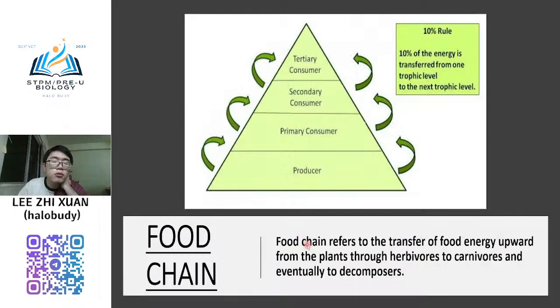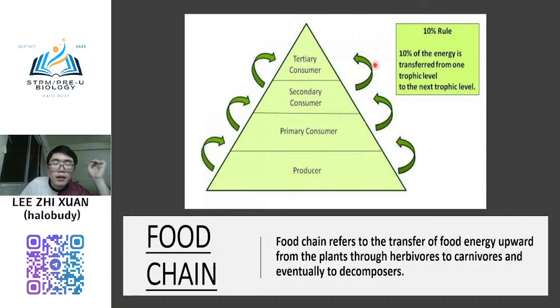Okay, another one. Now we move to the food chain. I think this pyramid, everyone is familiar with it, right? Normally you will know producer, primary consumer, secondary consumer, and tertiary consumer. The higher trophic level can only obtain 10% of energy from the lower trophic level. So primary consumer only gets 10%, secondary consumer only gets 10% from primary consumer, and then tertiary consumer only gets 10% of energy from secondary consumer.